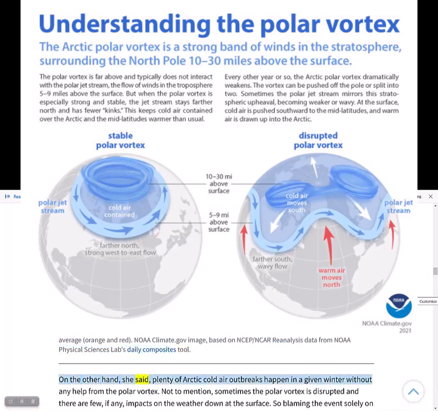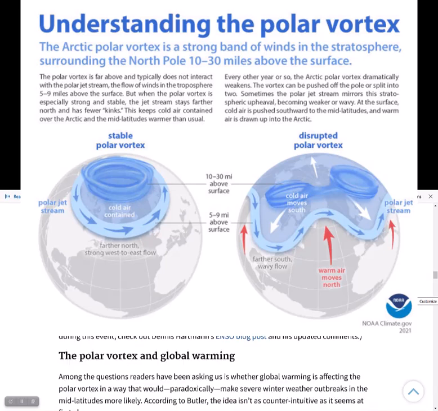On the other hand, she said, plenty of Arctic cold air outbreaks happen in a given winter without any help from the polar vortex. Not to mention, sometimes the polar vortex is disrupted and there are few, if any, impacts on the weather down at the surface. So blaming the event solely on the polar vortex would be a stretch.